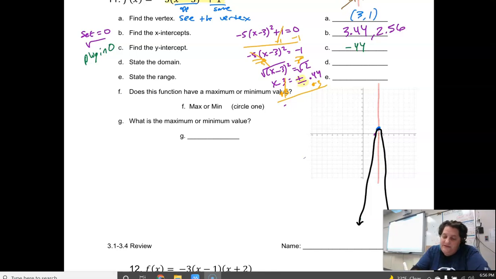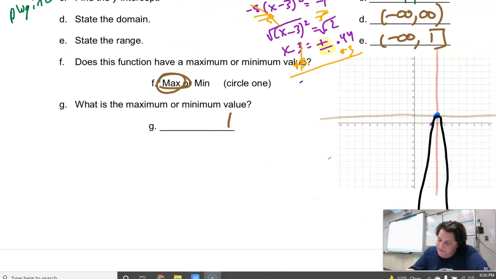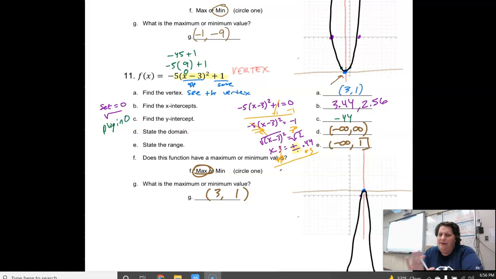Okay, what is the domain? Negative infinity to infinity. What is the range? Well, the highest number it goes to is 1. So negative infinity to 1. This has a maximum because it's an upside down parabola, and the highest it goes to is 1. So you could say the max is 1, or you can put the coordinate point. Either one is okay. All right? Kind of a crazy one. Remember, I'm not giving you decimals. I'm not giving you Y-intercepts of negative 44. But if you guys follow the process, you're good.